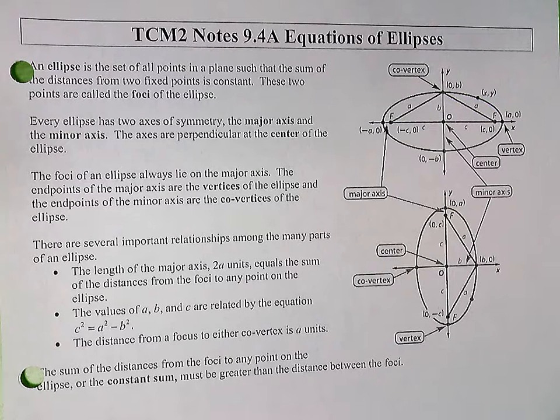Has to warm up. There you go. So it makes this oval shape. So we have vertices and we have co-vertices. We have a minor axis and a major axis.